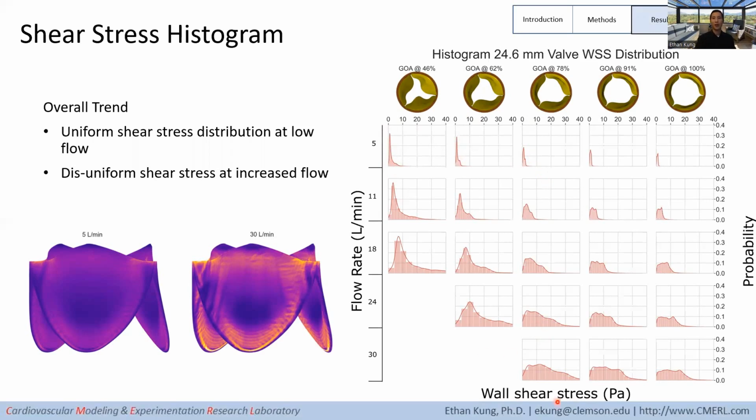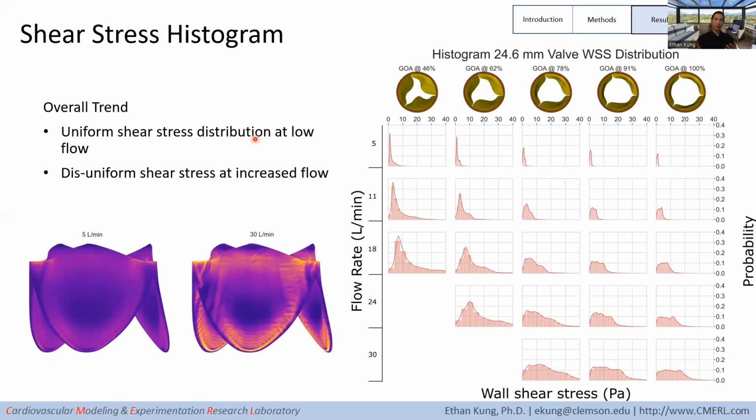But at the higher flow, you start to see a very different distribution of shear stresses. So you could have areas of your valves that are seeing pretty high shear stresses, and some areas that have pretty low shear stresses. You can see the same pattern if you look at the 3D pattern here. So for low flow, pretty uniform. High flow, you have very different shear stress levels at different places.